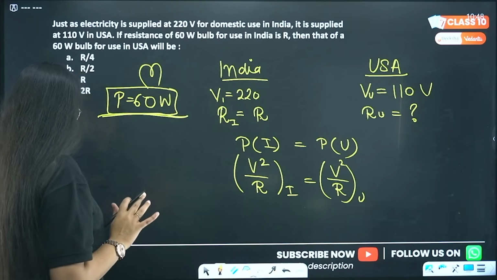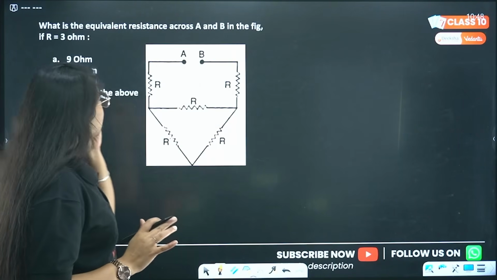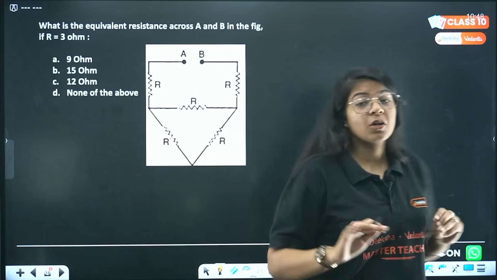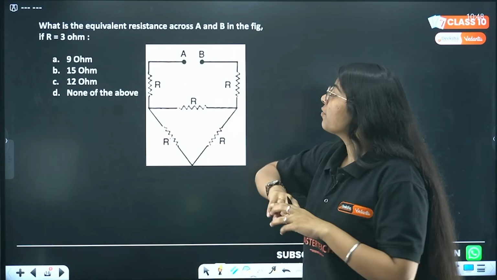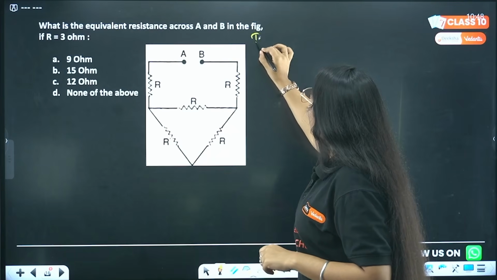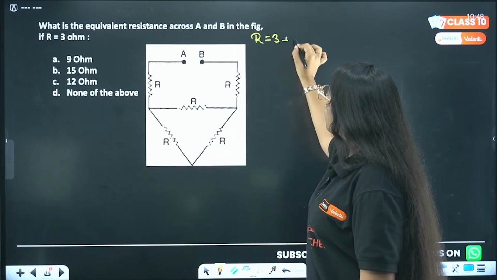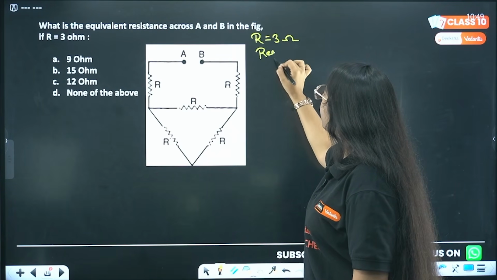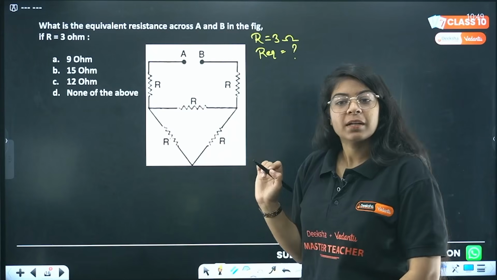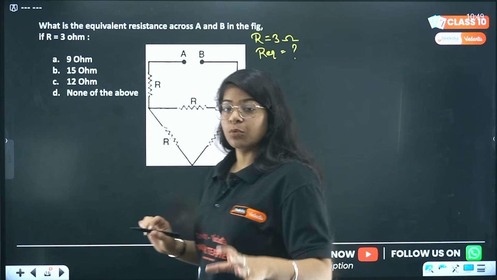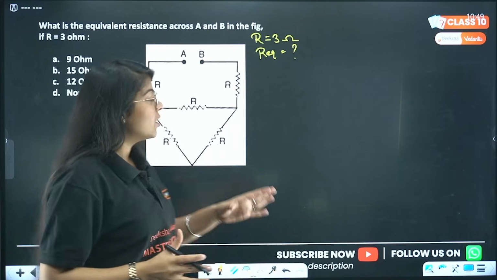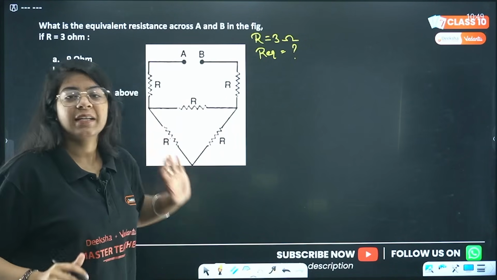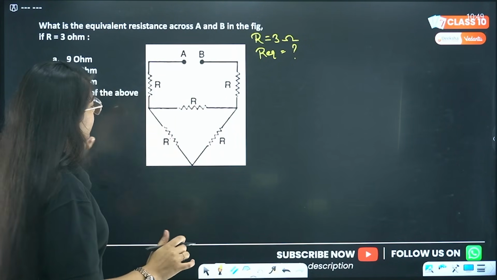Done? Okay. Next question. What is the equivalent resistance across A and B? This is A, this is B. If R equals 3 ohm. R is 3 ohm is given and we have to find the equivalent resistance. Done? Correct? Now, what we have to do? This is a combination of resistors. So we'll simply add and combine all these resistors as it is given, right?